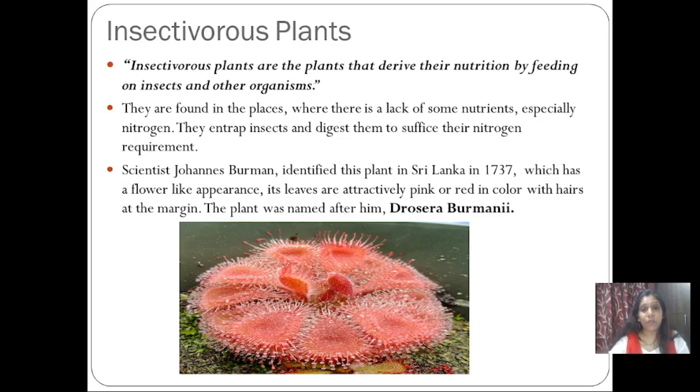This plant was named after the scientist Jonas Bruni, and the name given was Drosera brumani. It's very beautiful, so the insects come near it. That's how this plant attracts insects, to suffice its nitrogen requirement and to get nutrition. I hope you all are understanding.